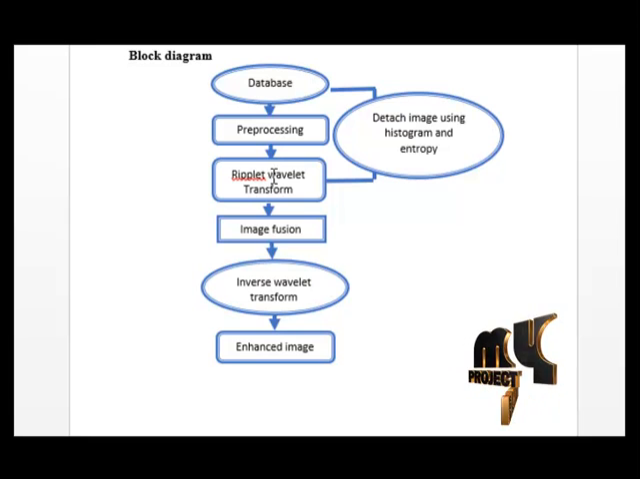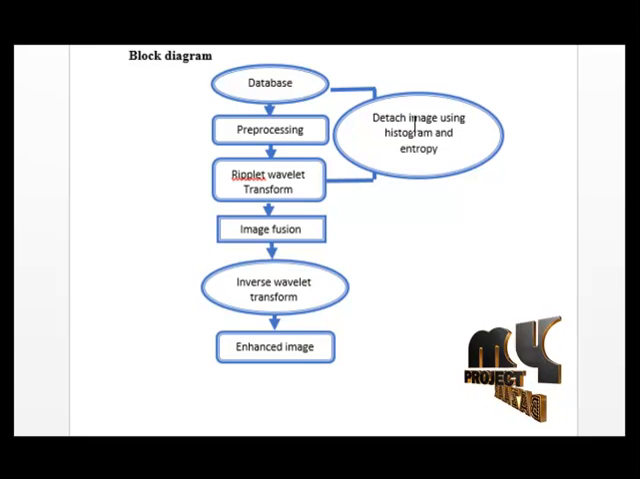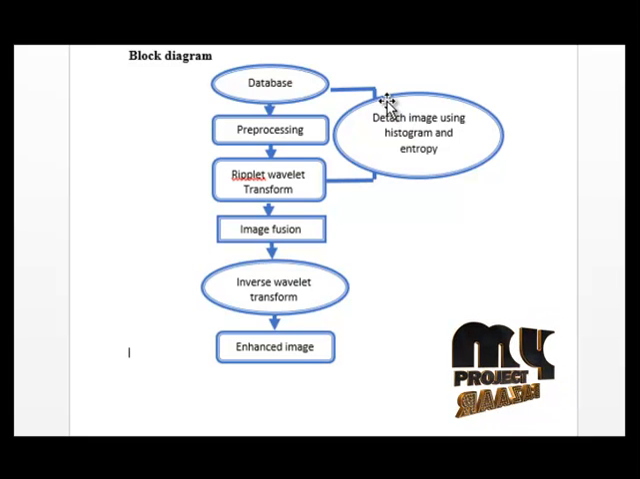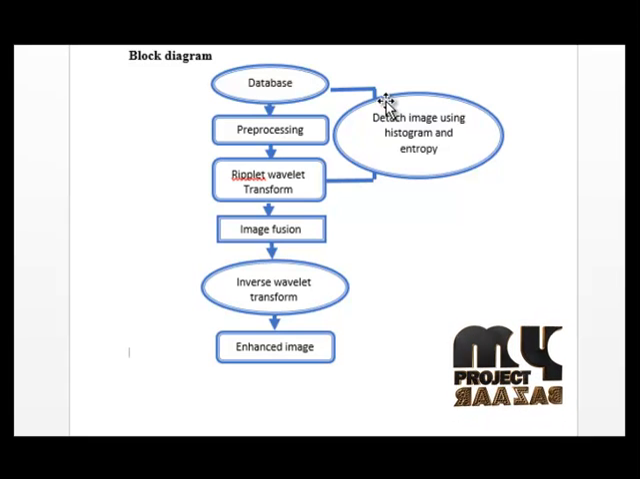Before the rippled wavelet transform, first we detach the image using the histogram and entropy method. Entropy is a measure of the number of specific ways in which a thermodynamic system may be arranged, often taken to be a measure of disorder or of progress towards thermodynamic equilibrium. An image histogram is a type of histogram that acts as a graphical representation of the tonal distribution in a digital image. Next we go to the rippled wavelet transform.